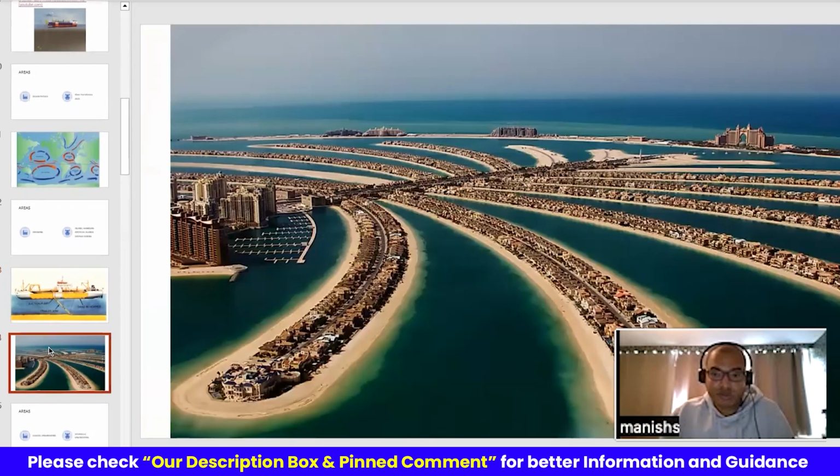Something related to dredging, interesting. These are the Palm Islands. All this sand has been dredged from somewhere nearby and put there to create this island. I think it was a very huge and complex dredging work, but I hope it will make you remember dredging engineering.